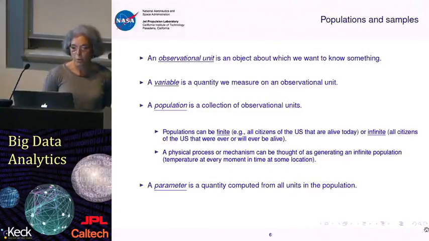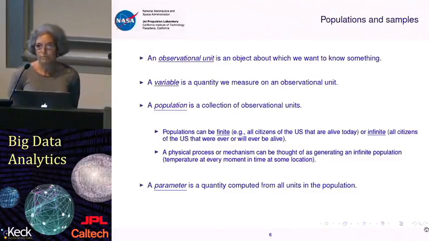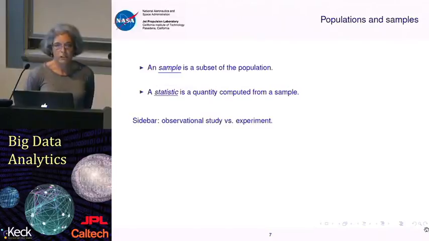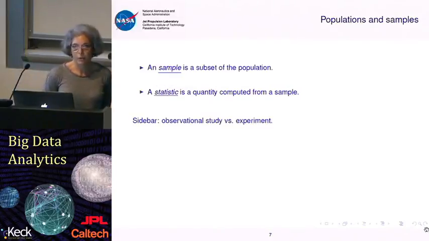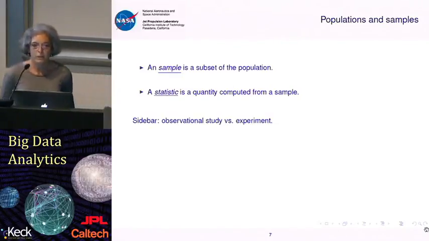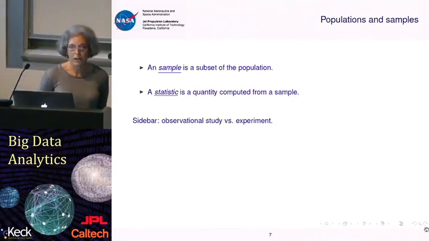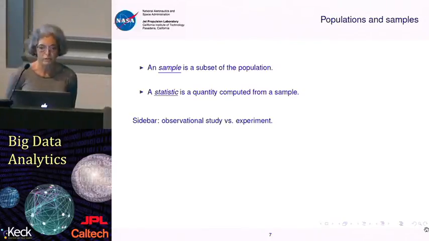Okay, so a parameter is a quantity computed from all the units in the population. All right. A sample is a subset of the population, and we may obtain it purposefully or coincidentally. And a statistic is a quantity computed from that sample. And note that the statistic itself will be something that's random because the sample is random. The sample might have been different, therefore the calculated value of the statistic might have been different.